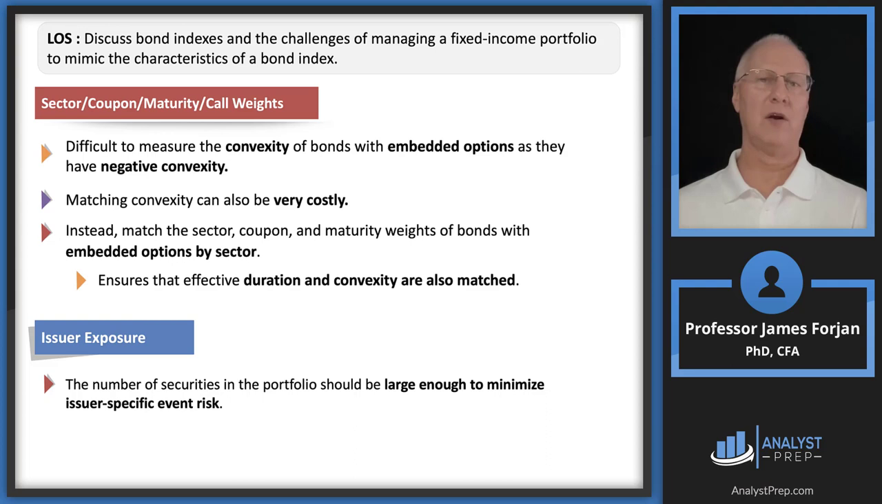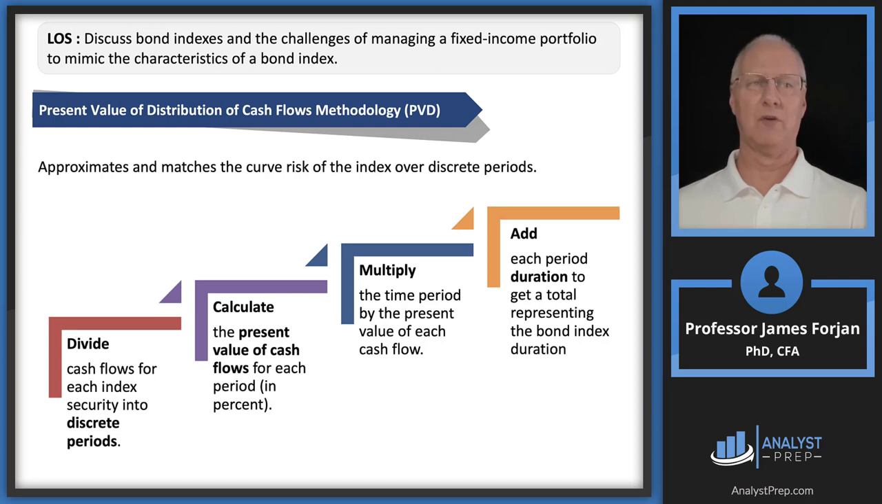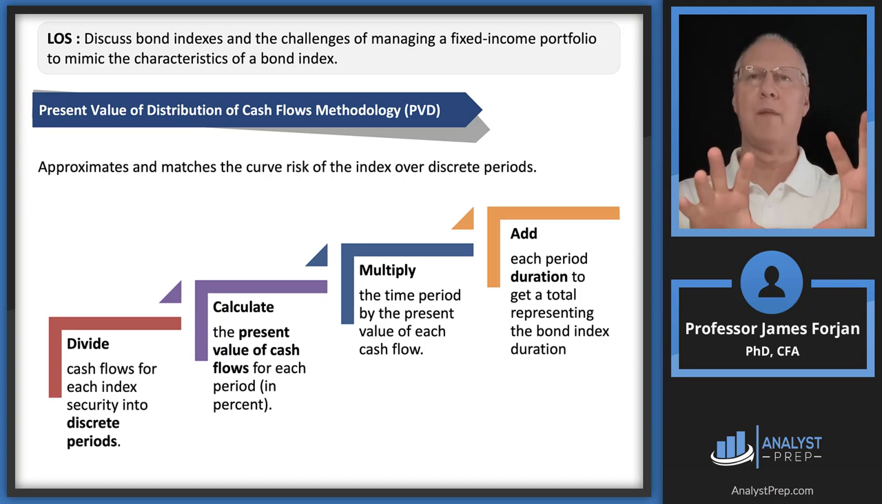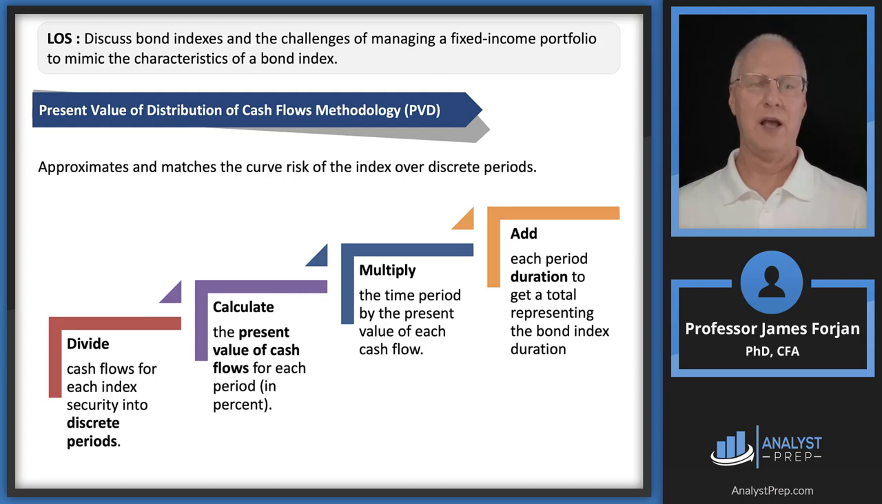Now, how can we match this curve risk, this present value of the distribution of cash flows? Because remember, essentially, we want the cash flows generated from the assets to match the cash flows that we're legally obligated inside of this pension fund. And so you can go through this. This math is pretty easy. We're just going to divide. We're going to calculate present value. We're going to multiply. And then we're going to add each period duration to get that total bond index duration.